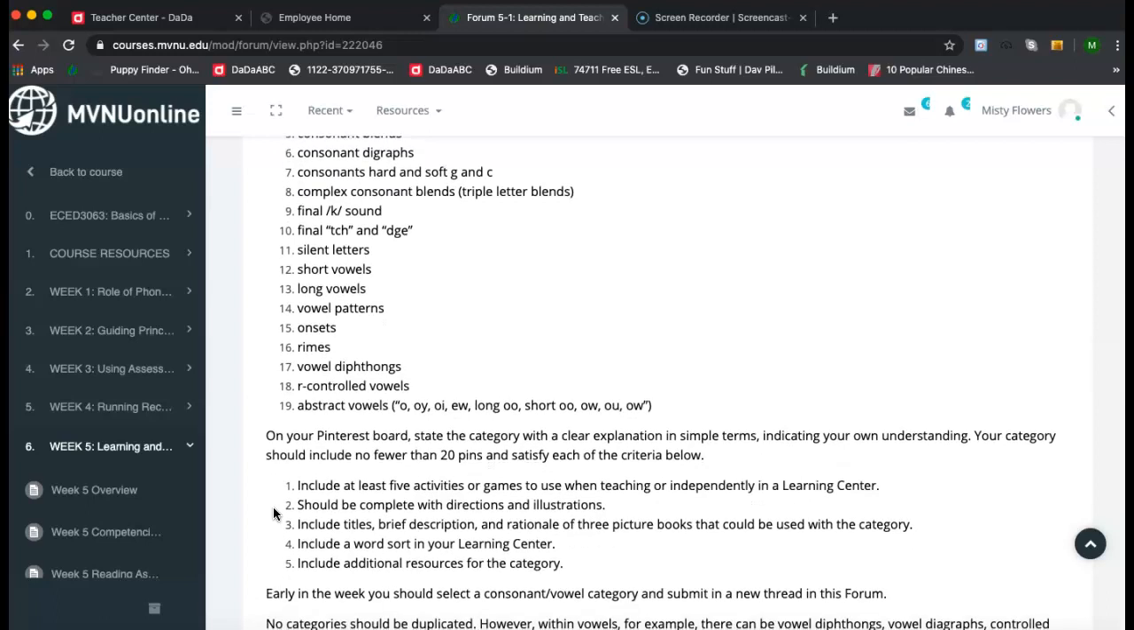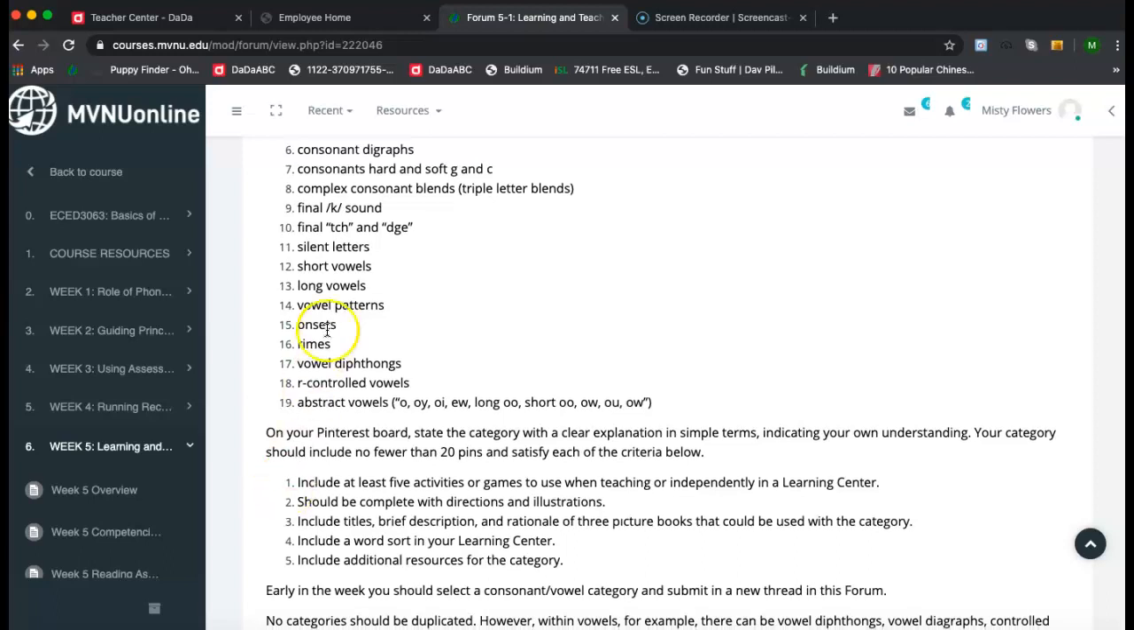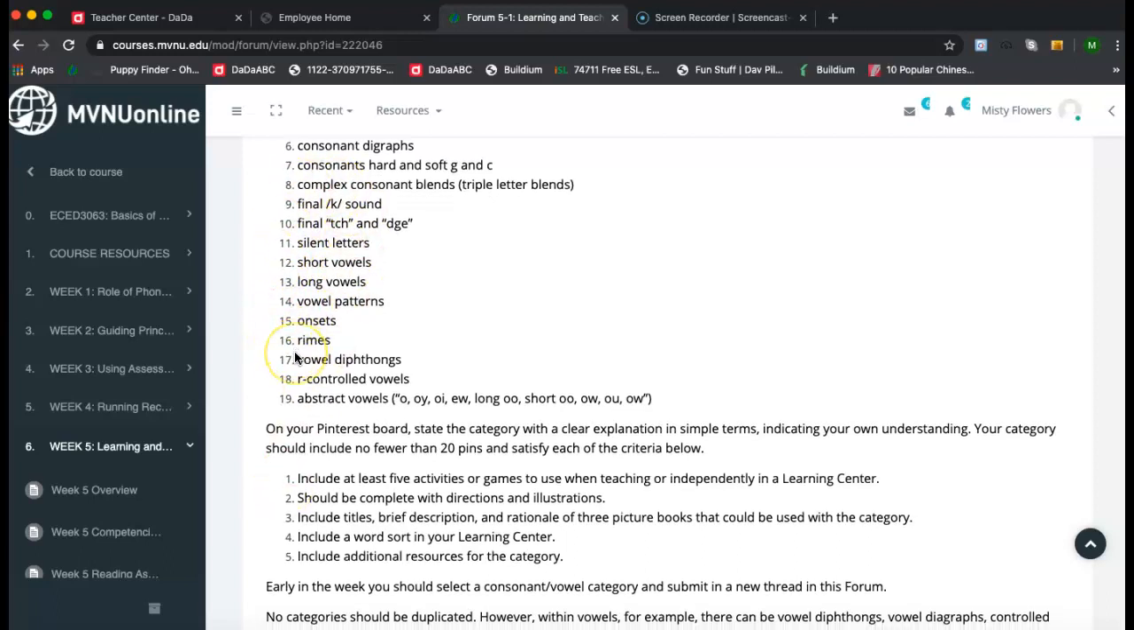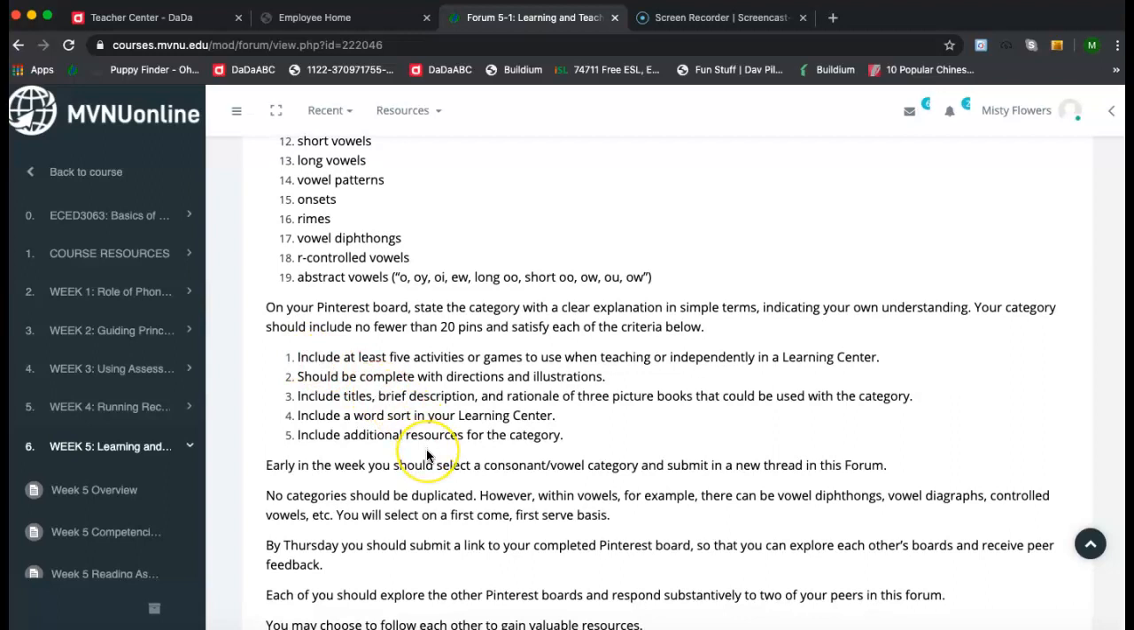Again, it says early in the week you should select a consonant or vowel category and submit it to the forum. No categories should be duplicated. However, within vowels, for example, there could be vowel diphthongs, vowel digraphs, controlled vowels, etc. You will select on a first-come, first-served basis. By Thursday, you should submit a link to your completed Pinterest board so that you can explore each other's boards and receive peer feedback.